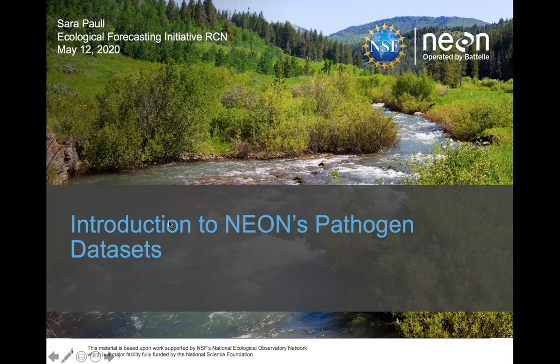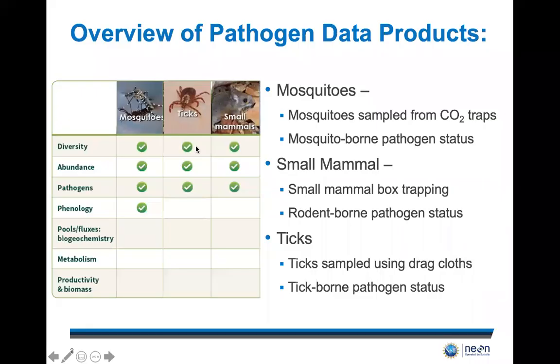I'm excited to talk to you today about NEON's pathogen datasets. I'll start with a broad overview of the NEON products that have pathogen data associated with them. NEON does pathogen testing for mosquitoes, small mammals, and ticks. The design for each of these protocols allows for collection of information about diversity and abundance, and mosquito datasets are also collected in a way that allows mosquito phenology to be tracked.